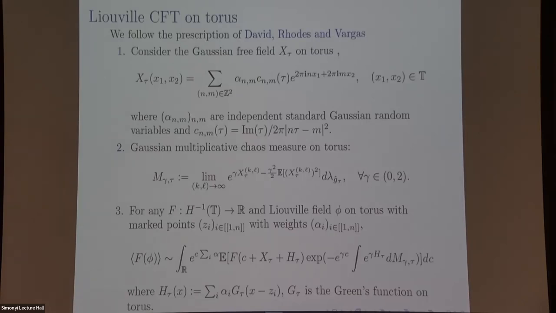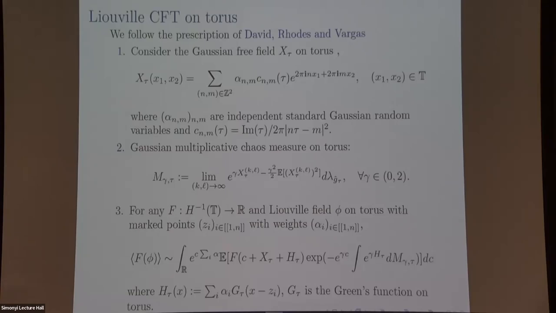Now the Gaussian free field is not a very complicated thing, although it's a bit complicated. You can think of it as an infinite series expansion, which has some basis, where the coefficients are independent Gaussian random variables. But the series is actually not convergent, so it's a distribution-valued object.